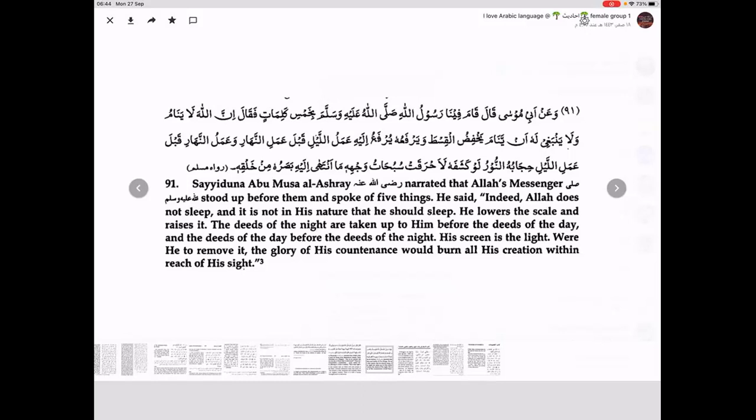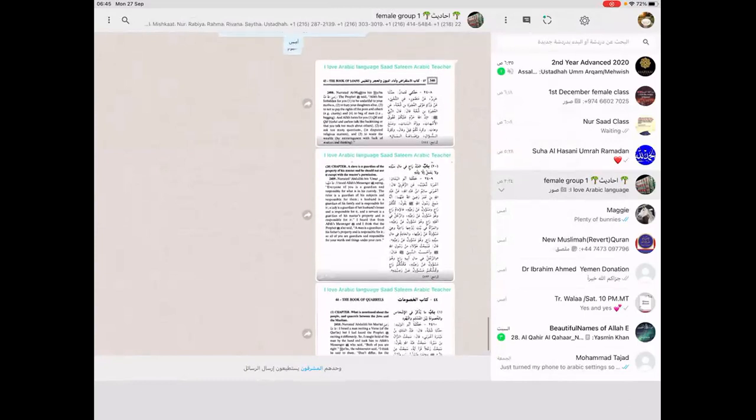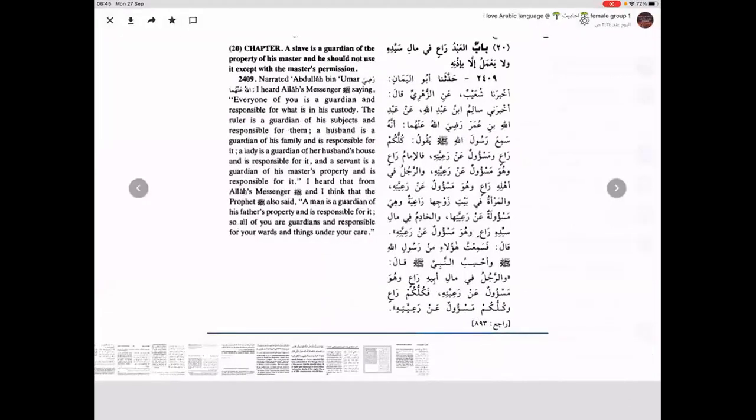Yeah, I did not send this today. This is an old hadith. Open the one which I sent today. Okay, try that one. Yes, read this one.